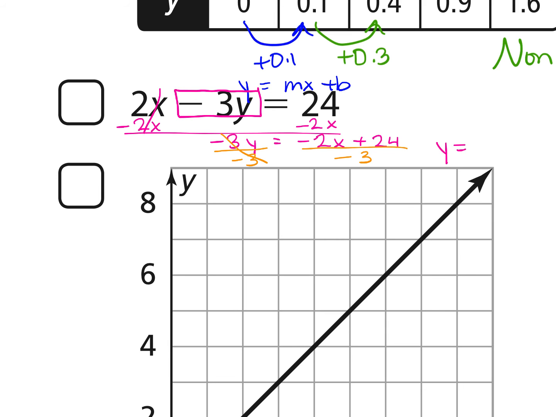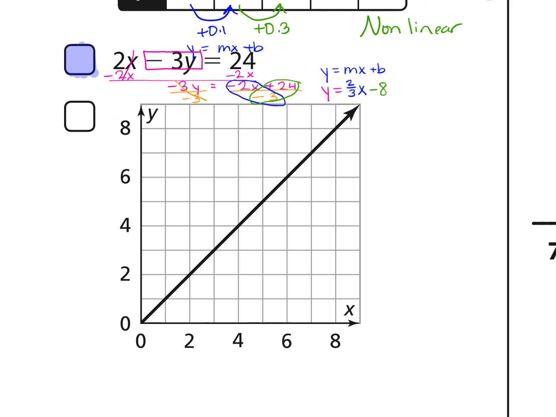So y is equal to negative 2x divided by negative 3, which is just a fraction. We'll pull 2/3 out front, and negative divided by negative is positive. So we get positive 2/3 x. And then positive 24 divided by negative 3 is negative 8. Notice that this is now in the form of y equals mx plus b, so it is linear. Okay, this last choice we have a graphed line, and it is just a straight line, so it is linear.